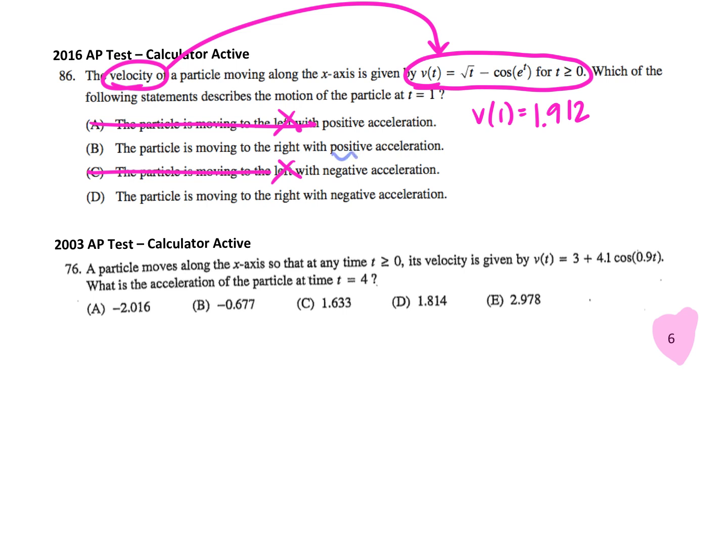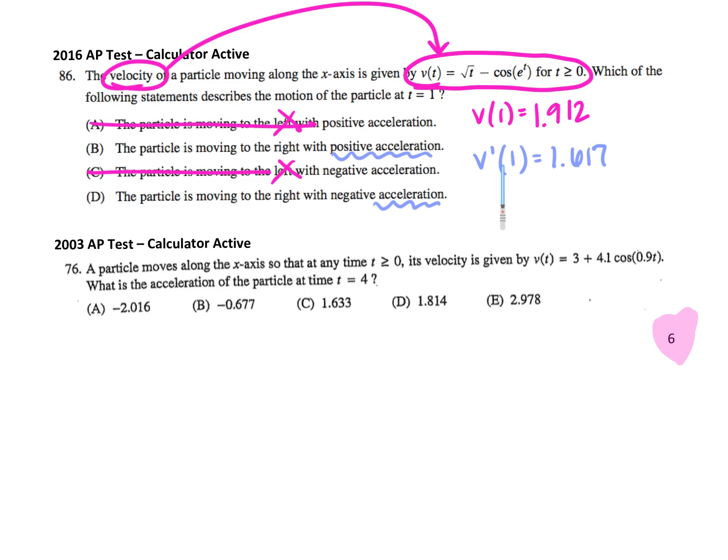How am I going to figure out my acceleration? V prime is going to find my acceleration. V prime at what? V prime at 1. Can my calculator do that for me? Yeah, we're going to do math 8 on it. So what's this saying? If my V prime of 1 is positive, means my acceleration is also positive.